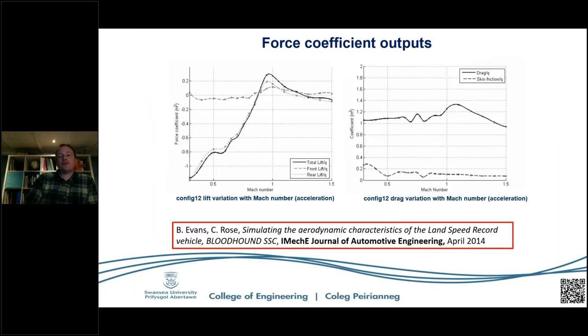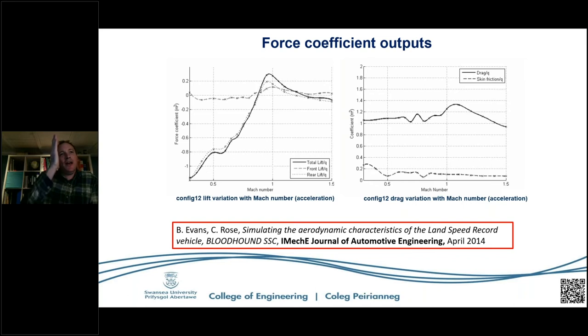Now, at the end of the process of running a suite of CFD simulations, the approach we took on Bloodhound was to say, well, even though the vehicle is accelerating to peak speed and then decelerating back to rest, we're going to assume that the aerodynamic characteristics of the car at any given speed are effectively the same as the equivalent steady state characteristics, as if the car was sat there at that speed in steady state. There are question marks about to what extent that assumption is true, but let's not get into that here.